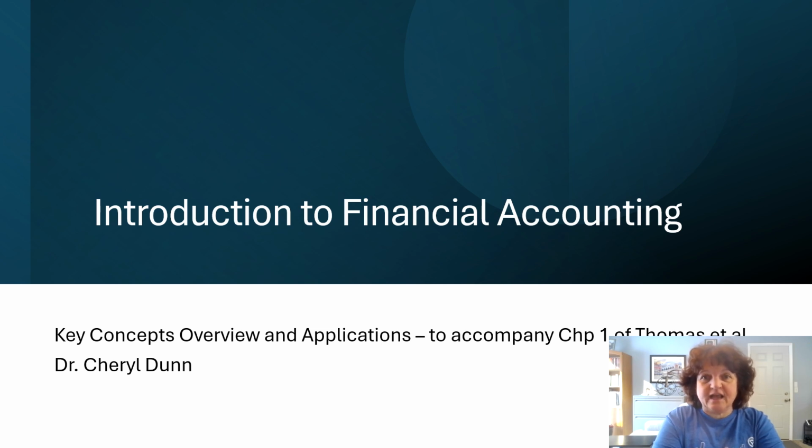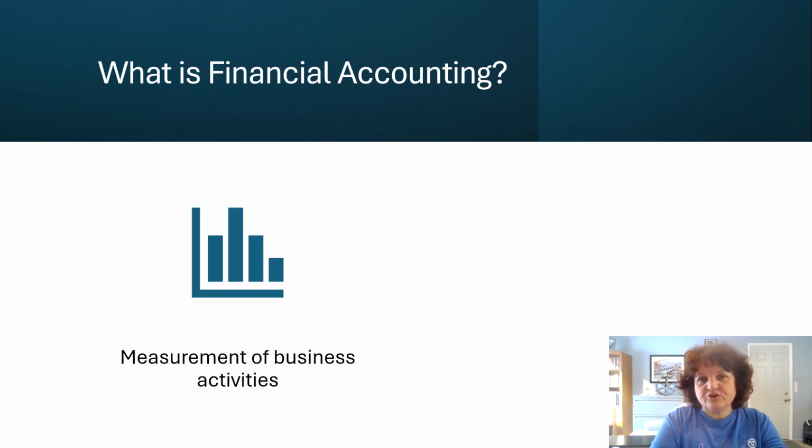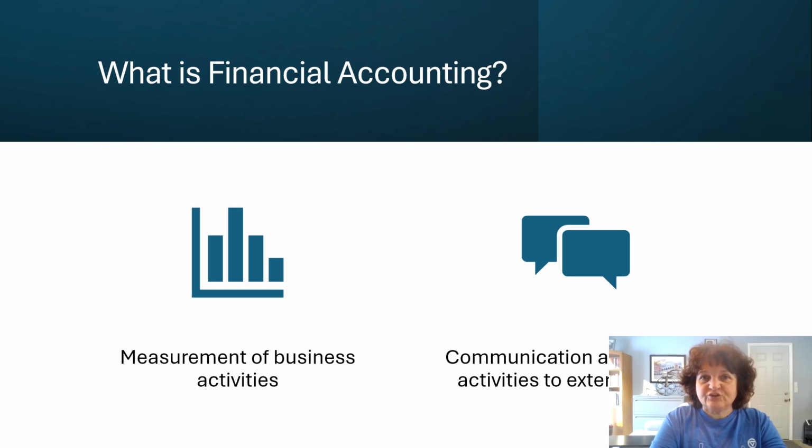I'm going to go through some of the key concepts in Chapter 1 and show you how to apply them to various kinds of questions that you might be asked on homework and also on exams. So first of all, what is financial accounting? It consists of two main components. First, we need to measure business activities, and then we need to communicate about those activities to external users.